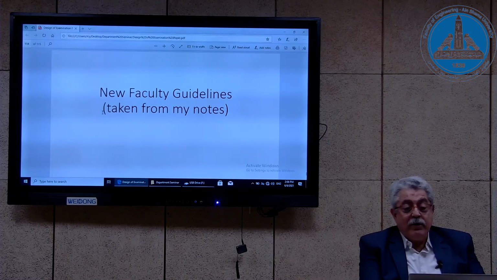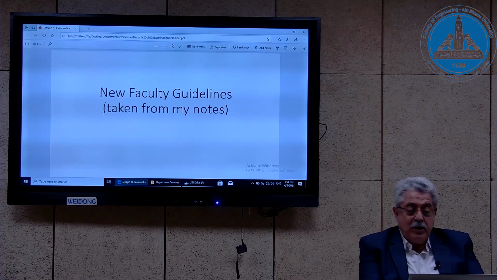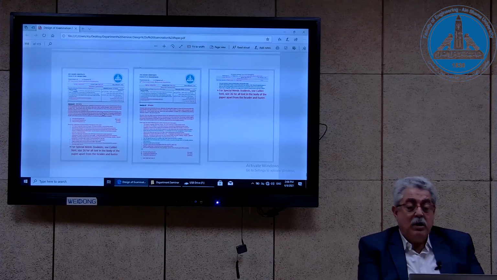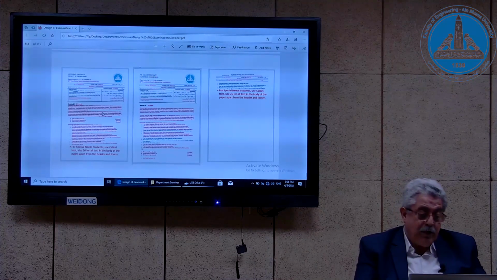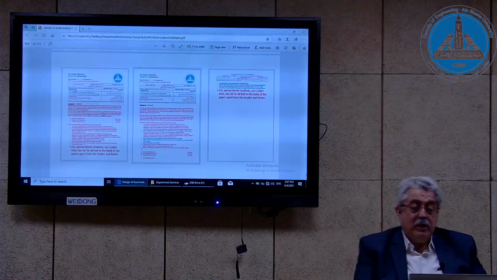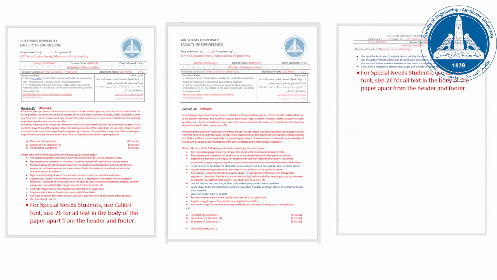These are faculty guidelines that were distributed to all professors in the Faculty of Engineering, and they were all derived from what I covered in this presentation. And this is the 3 pages given to each instructor with the logo and the title group and the instructions and guidelines related to readability and legibility of examination text.